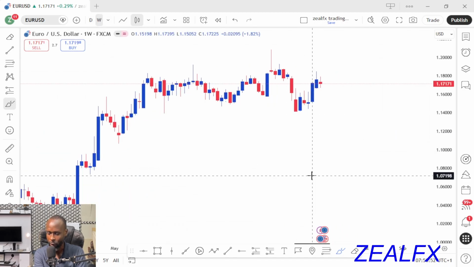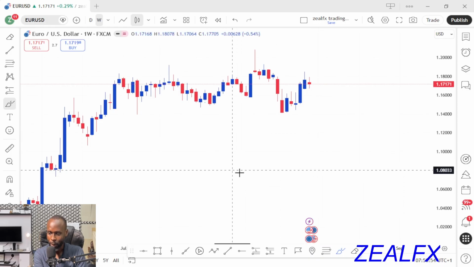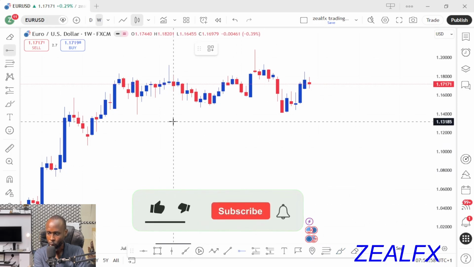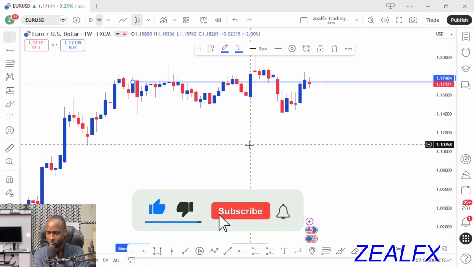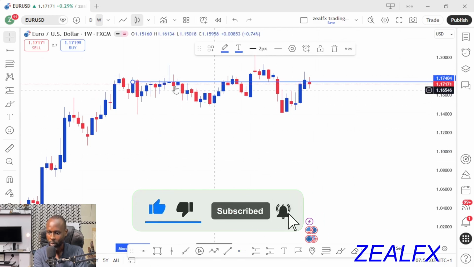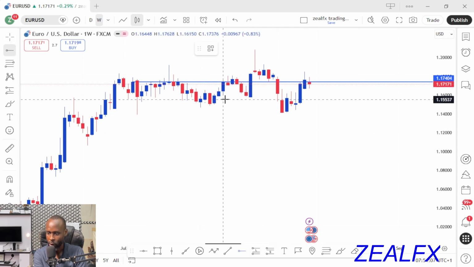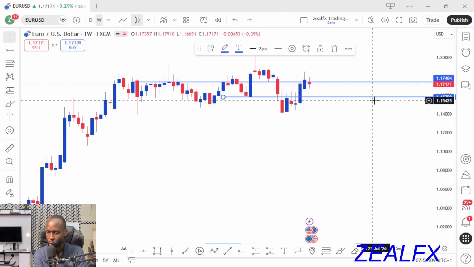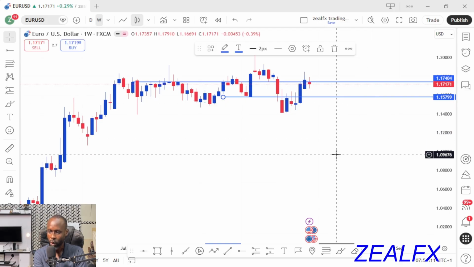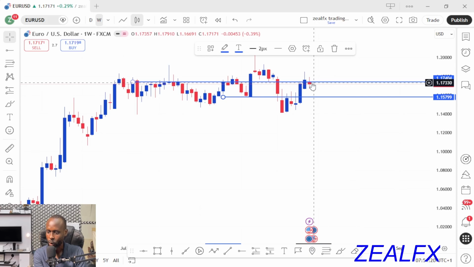On my weekly time frame, we can clearly see that price still closed on this weekly resistance level. We have price close on this resistance level. So long as price still remains on this resistance zone, we still have a chance of price moving back to this weekly support level. We don't need to buy from a resistance level. We need to buy from a support level on the weekly level. So we need to buy from this particular support level.